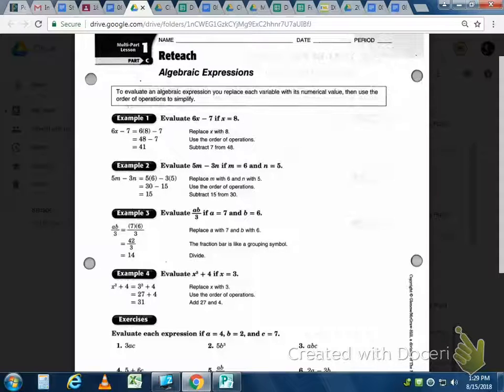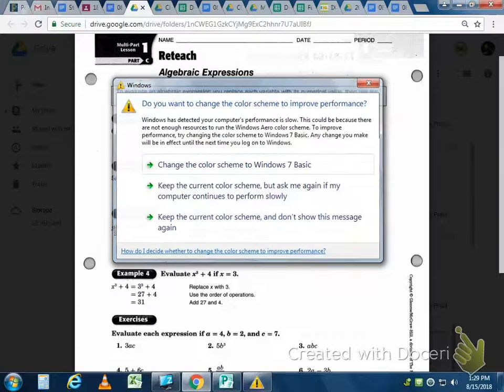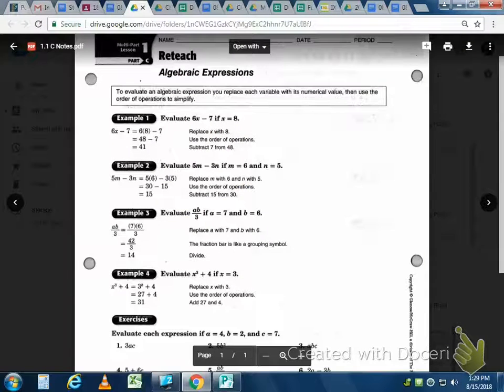Lesson 1.1c, Algebraic Expressions. Very similar to what we were doing yesterday, but variables are going to be involved. It says in the box, to evaluate an algebraic expression, you replace each variable with its numerical value. Then you use order of operations to simplify. So we're still doing PEMDAS like we talked about yesterday.